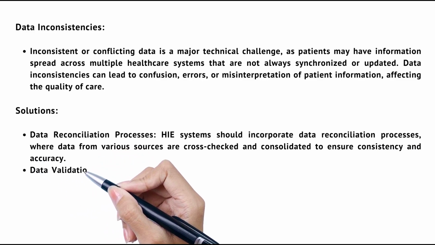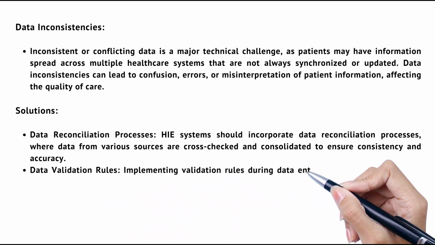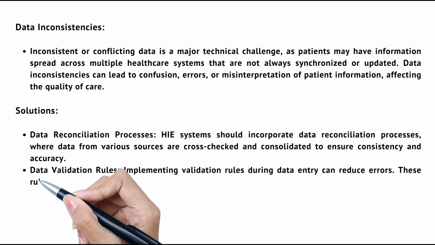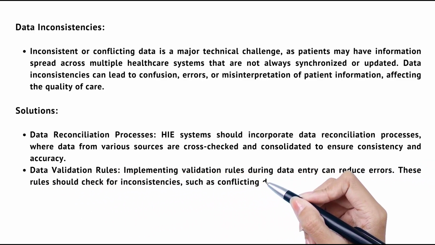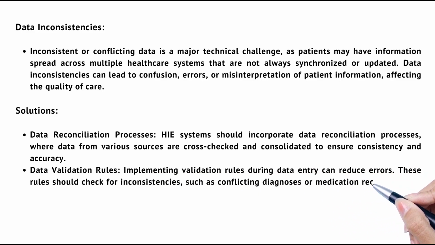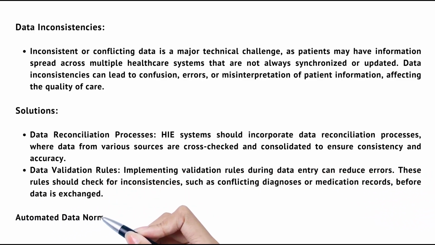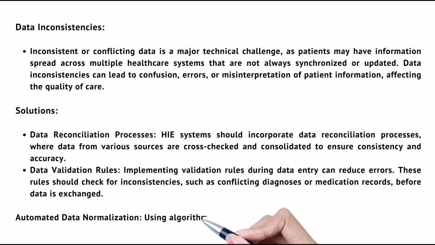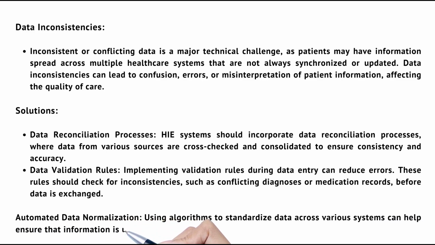Data validation rules. Implementing validation rules during data entry can reduce errors. These rules should check for inconsistencies, such as conflicting diagnoses or medication records, before data is exchanged. Automated data normalization. Using algorithms to standardize data across various systems can help ensure that information is uniformly presented, reducing inconsistencies.